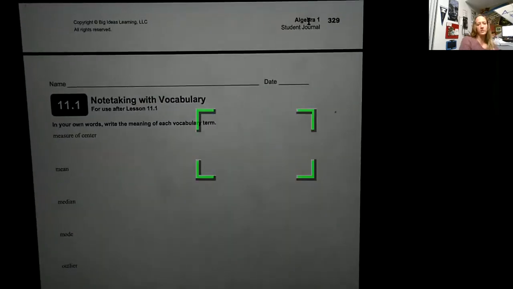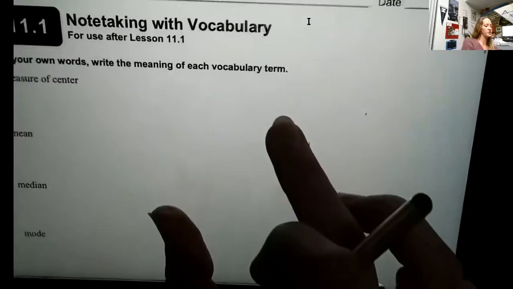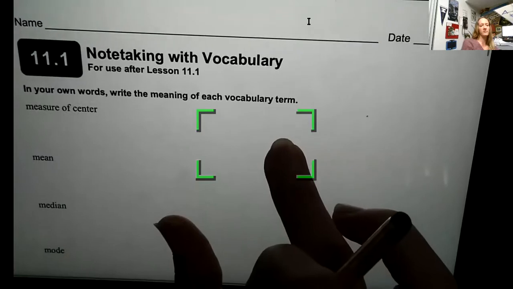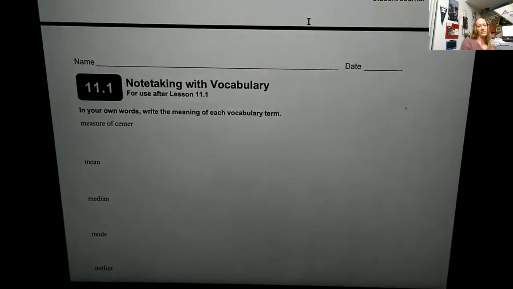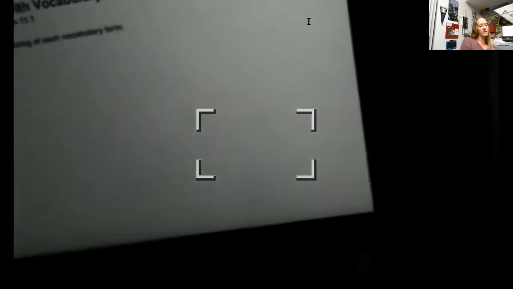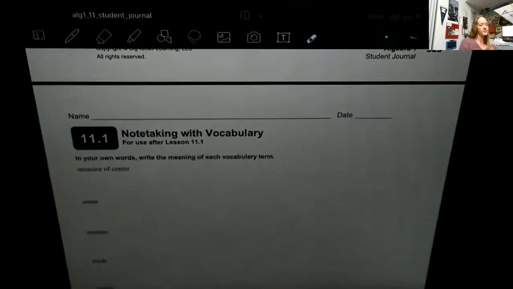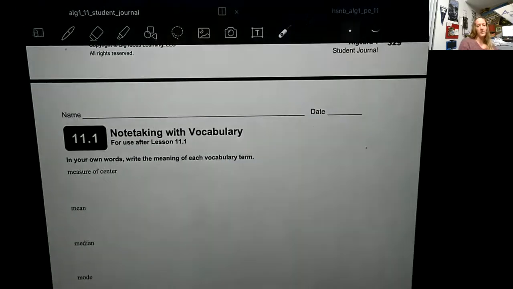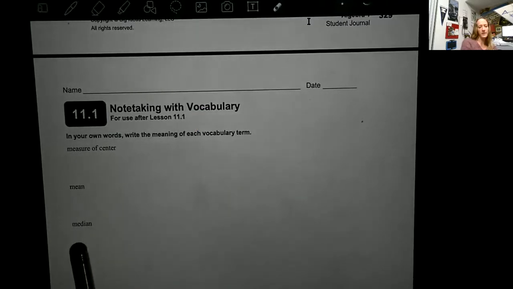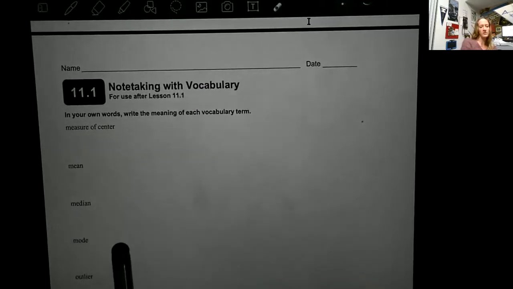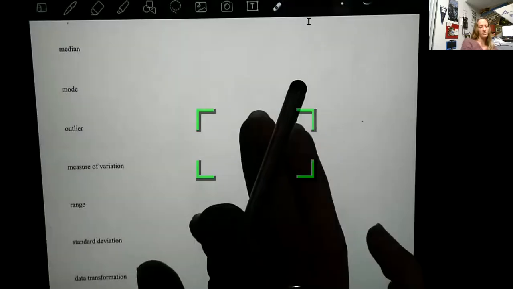Here's that note-taking that I was talking about just a second ago, that cool journal. Some of the most important words that we're going to see right here in 11.1a are the ones on the screen right now. Let me see if I can zoom out a little bit. The ones on the screen include measure of center, mean, median, and mode. Now there are some other ones: outlier, measure of variation, range, and eventually standard deviation.